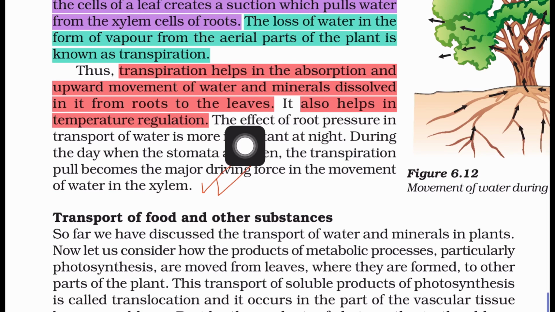But root pressure, which is created due to the concentration of ions, is helpful at night time. Why? Because at night the stomata remain closed. That is why there will be no function of this suction pull at night time.